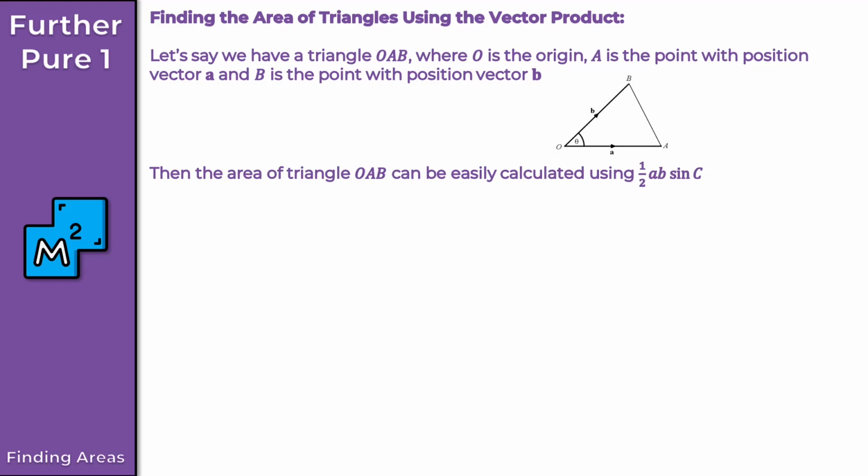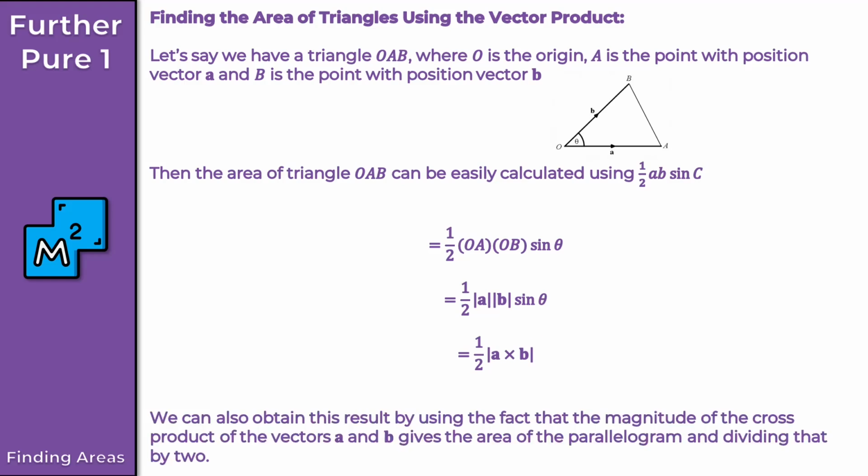Now, if we want to find the area of the triangle OAB, we can easily do that by using this result here. We're going to use a half ab sine C. So we get a half times OA times OB sine of beta. This is just the same as a half times the magnitude of the vector A times the magnitude of the vector B times sine of beta. Based on the definition of the vector product, this is simply a half times the magnitude of A cross B.